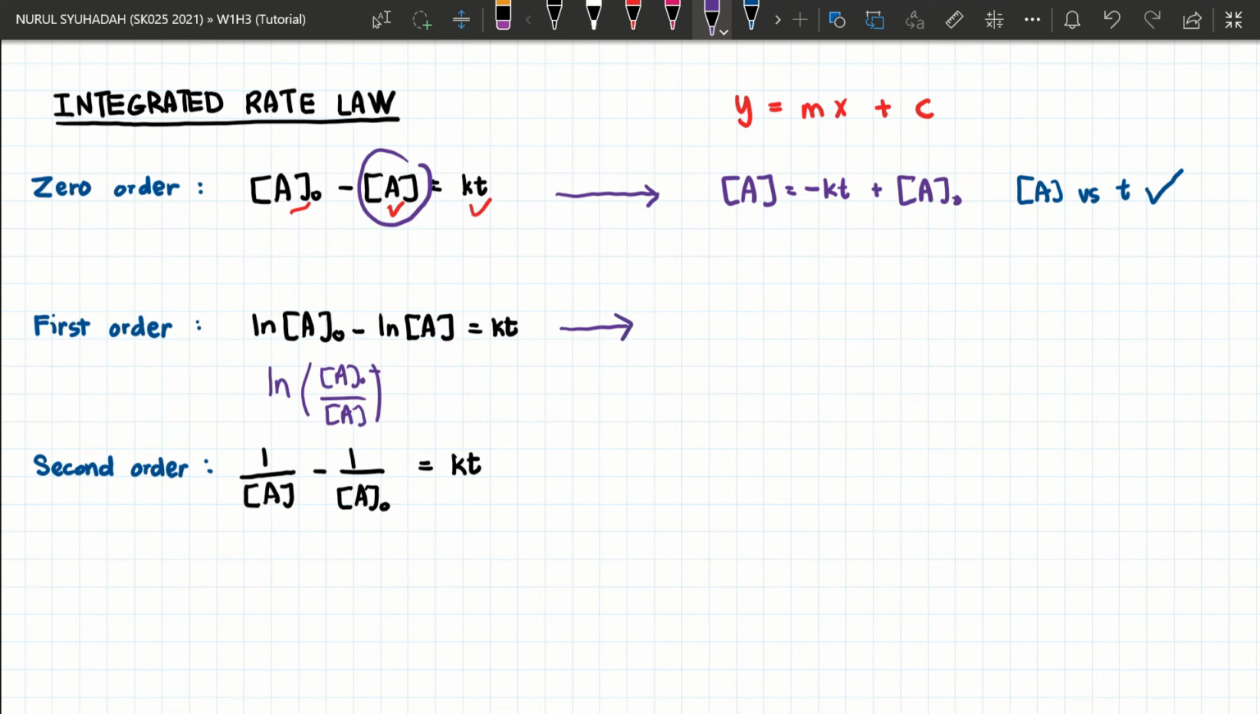Our y-axis will be ln A over here. So it will be ln A equals negative kt plus ln A0. Okay, meaning, so let me put here the data, the graph.